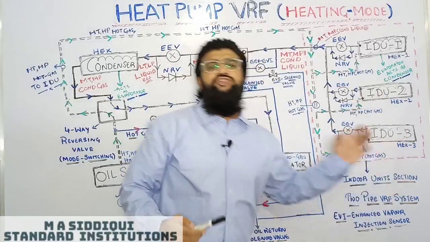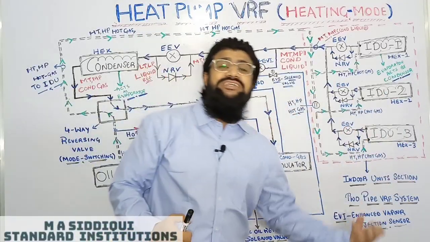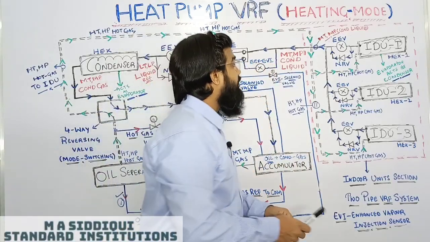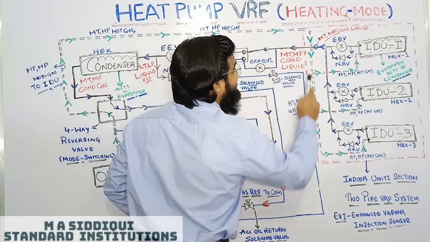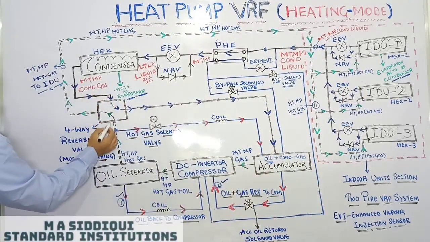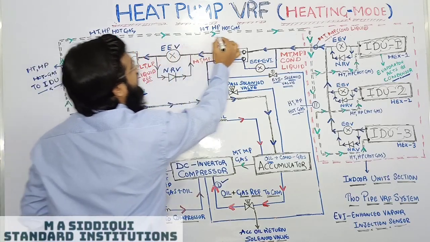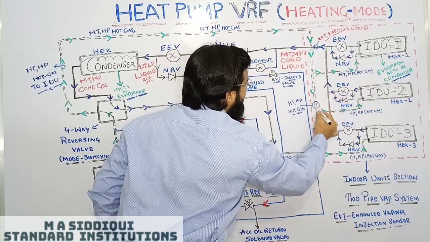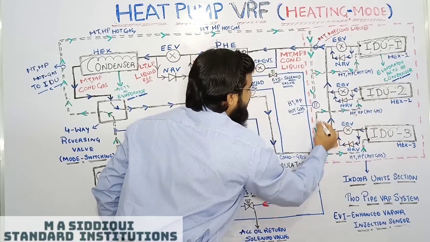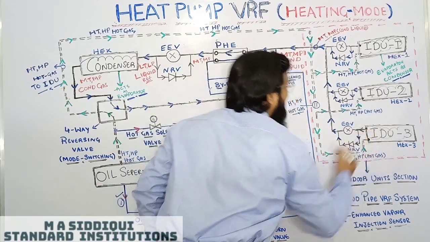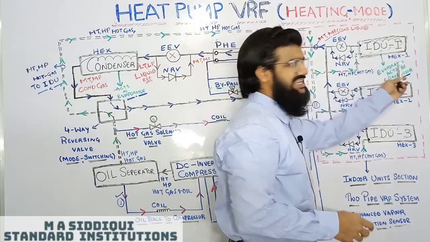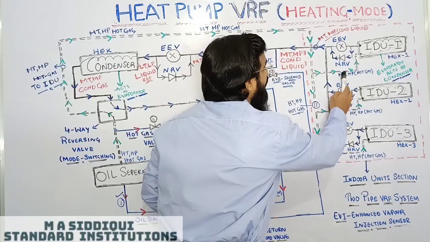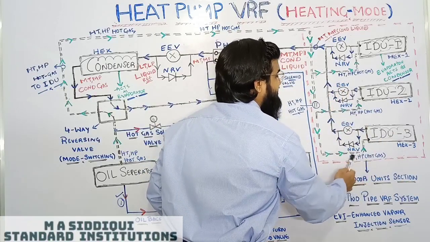Why? We have to heat that space, we don't have to cool that space. Already its temperature is very low. To increase the temperature and maintain a controlled 22 degrees Celsius, we are sending this high temperature, high pressure hot gas directly to the refrigerant lines. You see, from the four-way reversing valve, just follow my pen. It is going over here. It has entered IDU1, with the same main pipe to a branch pipe to IDU2, and the main pipe to the branch refrigerant pipe to IDU3. So in all three HEX, heat exchanging coils 1, 2, 3, what has entered? High temperature, high pressure hot gas has entered. Why?